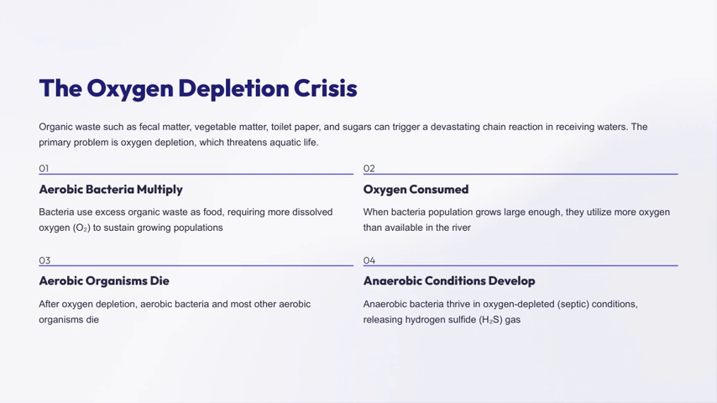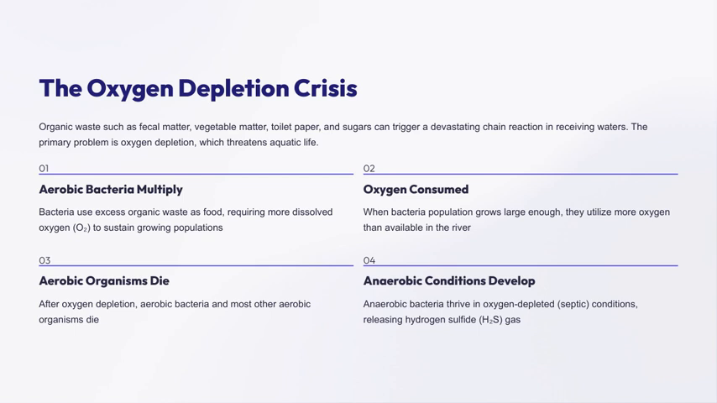First, aerobic bacteria start to multiply rapidly as they feed on this excess organic waste. As they consume the waste, they need more dissolved oxygen, or O2, to keep up with their growing populations. Next, as the bacteria population expands, they end up using more oxygen than is available in the water. This means the oxygen levels start to drop significantly.